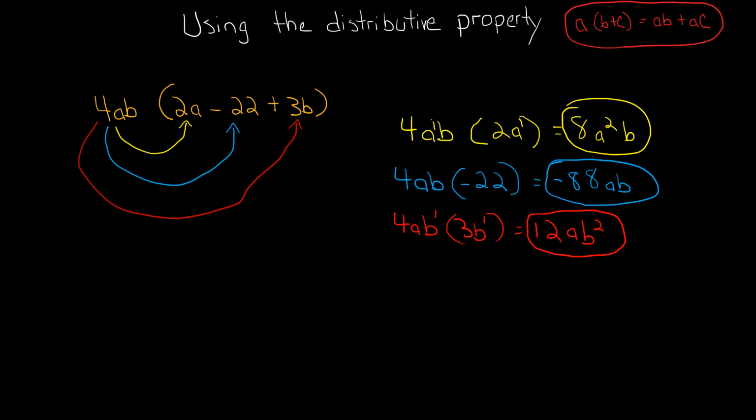So let's go ahead and rewrite our answer and put it in its official expression. So we have a squared b, and that's a negative 88ab, plus, or I can say positive 12ab squared. That's our answer, folks, right there.